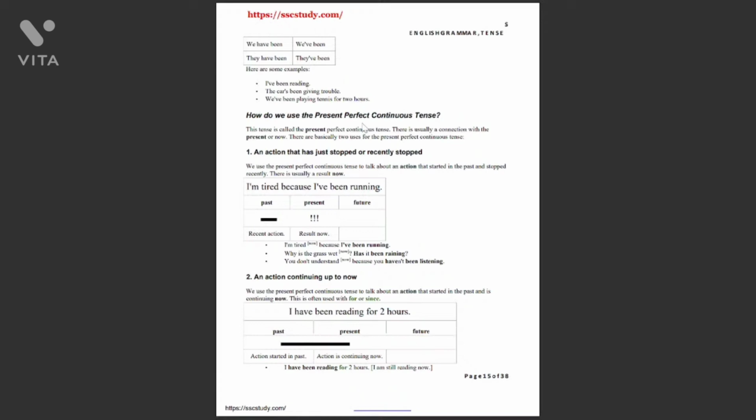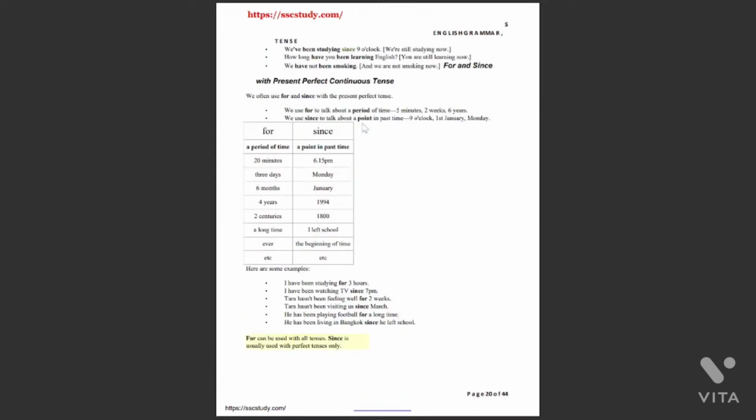Next, an action continuing up to now. We use the present perfect continuous tense to talk about an action that started in the past and is continuing now. This is often used with for or since, like I have been reading for 2 hours. The action started in the past and is continuing now, in the present. We have been studying since 9 o'clock. We are still studying now, right?